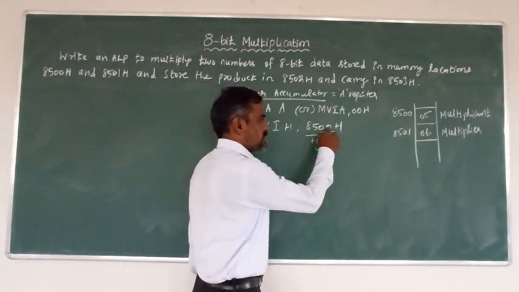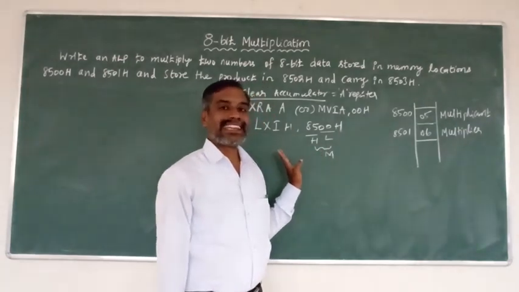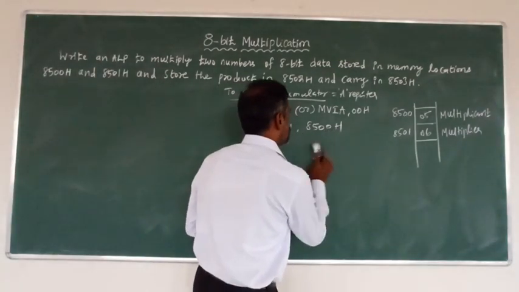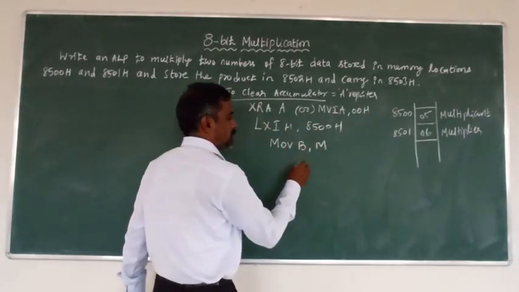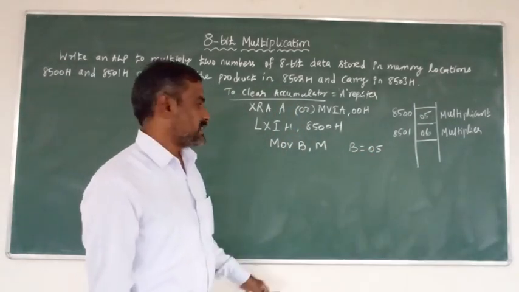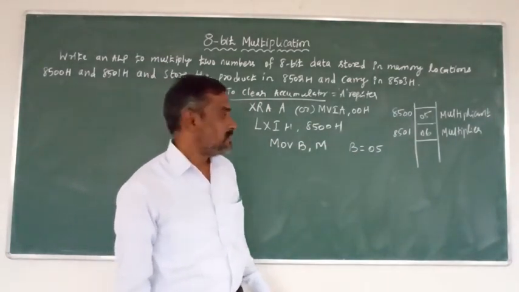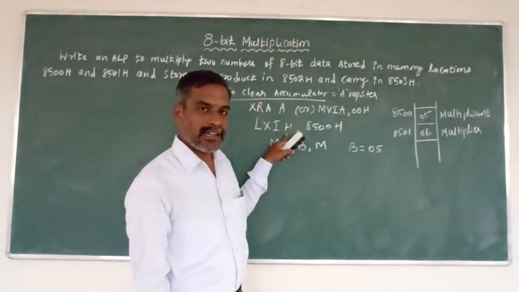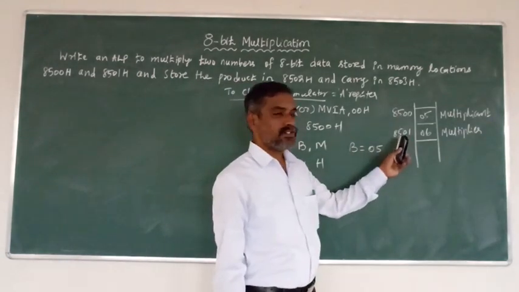Now at the memory address location, the data is 05. This is data 1. Data 1 is to be moved to a register. First the memory data is moved to the B register, so the memory data 05 moves to the B register. Now data 1 is in the B register. Now to load the second data, we have to increment the memory address in the HL register pair, using INX H. That means now the memory address will be incremented.